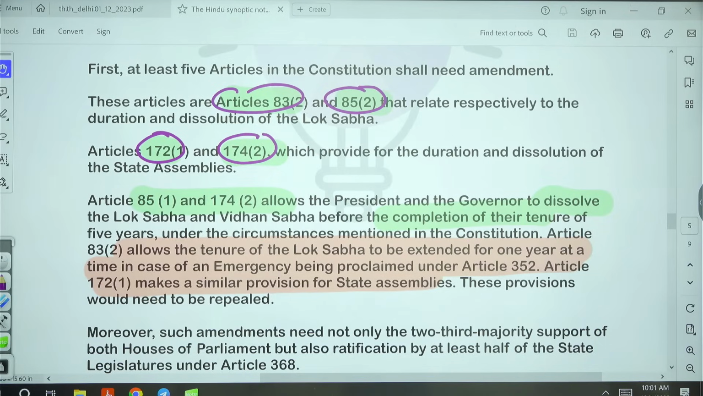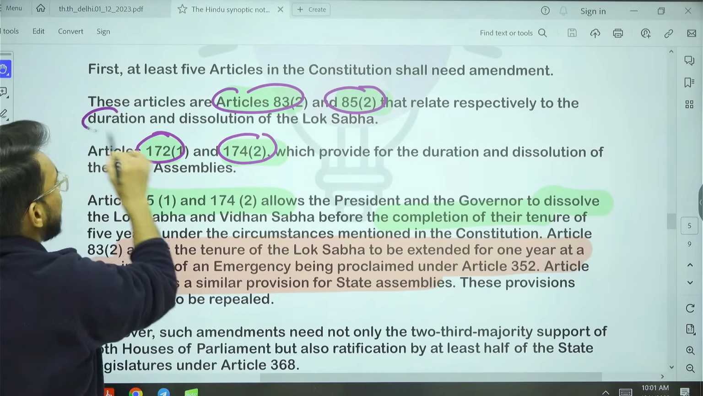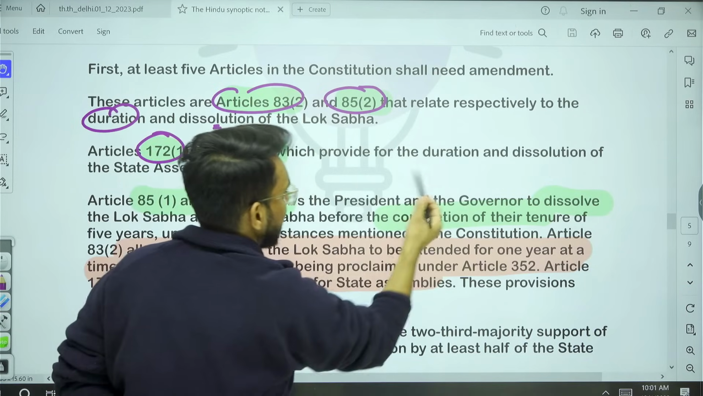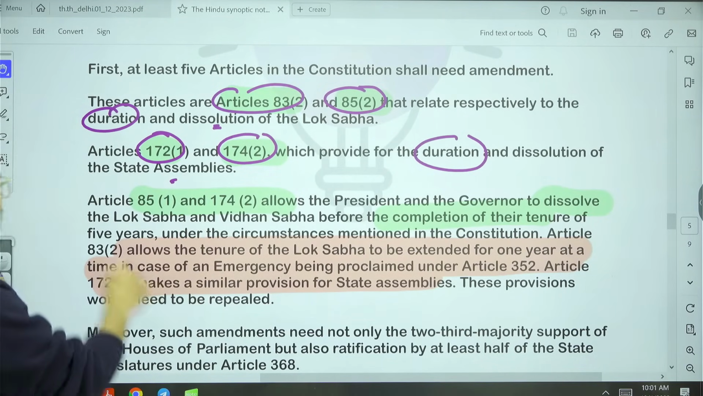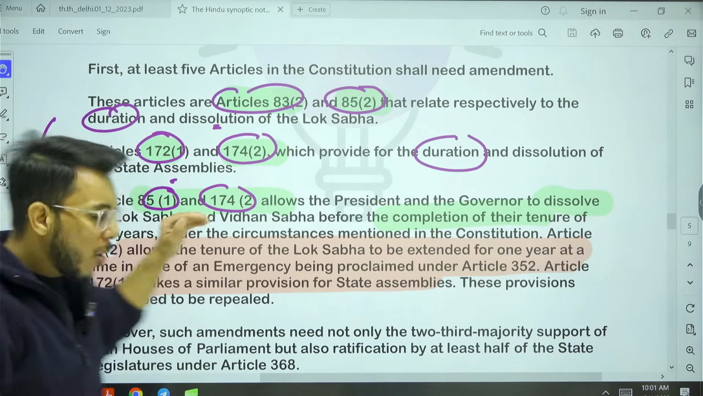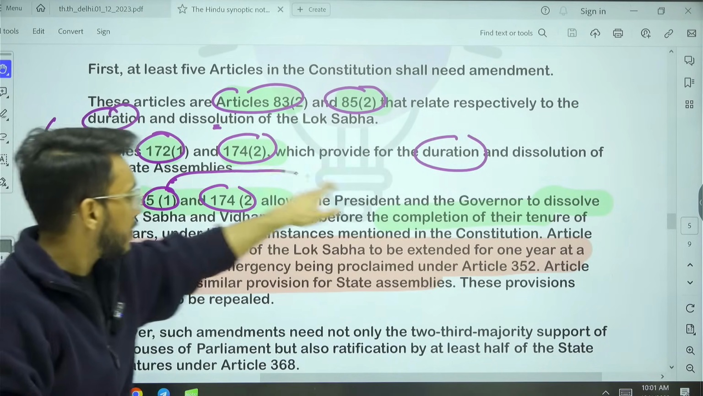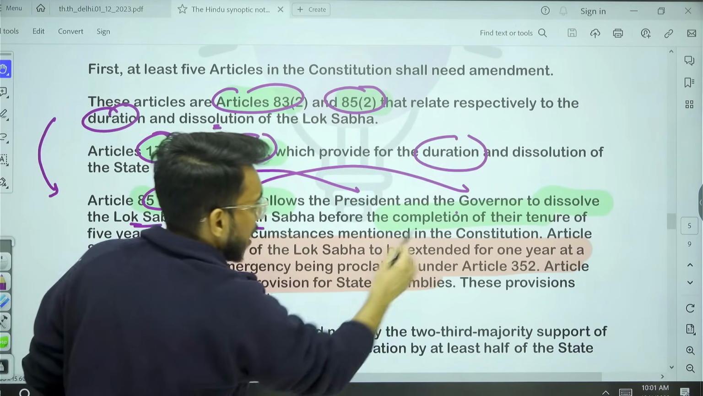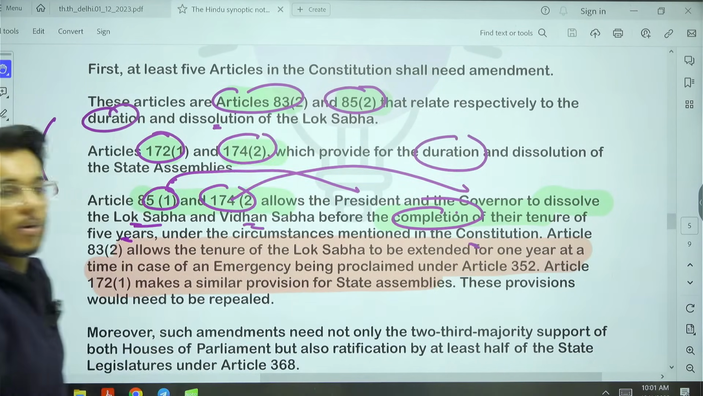Now, what are these major articles talking about? Articles 83 and 85 relate to the duration and dissolution of the Lok Sabha. Articles 172 and 174 relate to the duration and dissolution of the state assemblies. Now, guys, as per Article 85 and Article 174, in the case of Article 85, the President, and in the case of Article 174, the Governor, can dissolve the Lok Sabha and Vidhan Sabha before the completion of their tenure of 5 years under the circumstances mentioned in the Constitution.